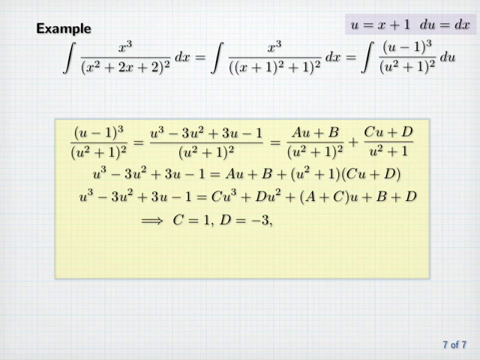The coefficients of u need to be the same. That tells us that a plus c must equal 3, but we already know that c is 1, so a must be 2.